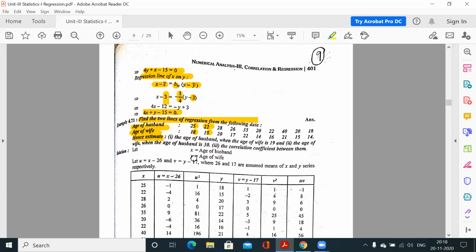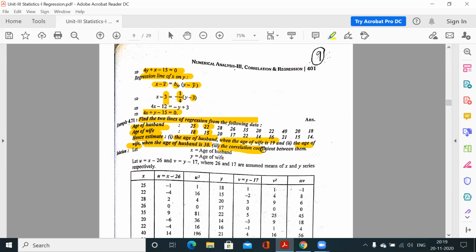This is the purpose of regression, to predict the value of the dependent variable with respect to the independent variable, or to predict the value of the independent variable with respect to the dependent variable. So now we have to estimate the age of husband when the age of wife is 19. So we have to predict the age of husband whose wife's age is 19 using this data. Again, the age of wife when the age of husband is 30. So we have to predict the age of wife whose husband's age is 30.